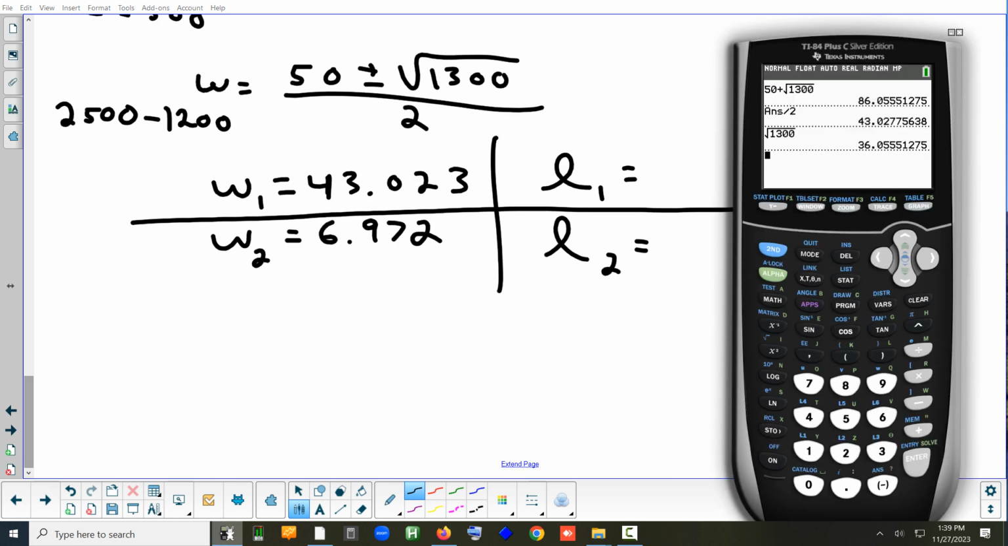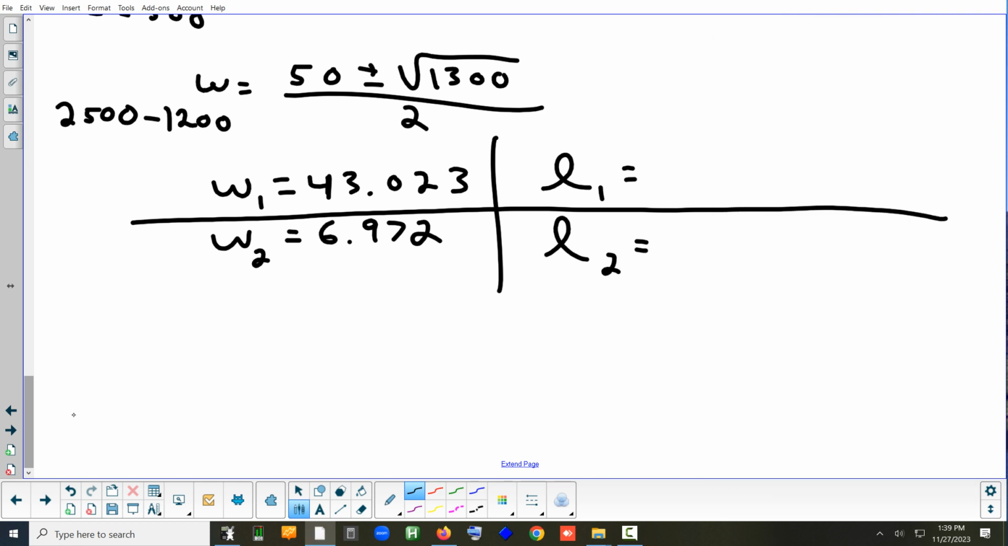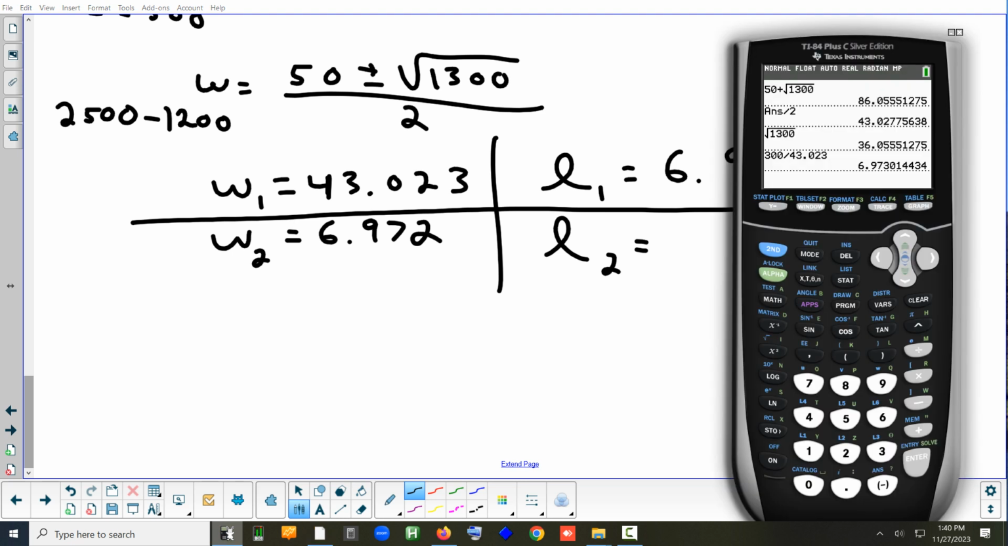All right, let's do the first one. 300 divided by 43.023. I get 6.973. Anybody notice anything about that number? It's the width too. Yeah, it's the other width. It's basically looking at a rectangle two different ways. So what do you think if I type in 300 divided by 6.972? 43.023. Yeah, we're pretty close to it.